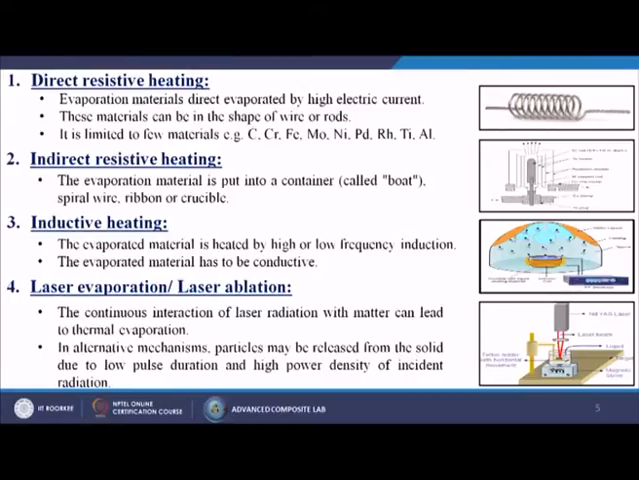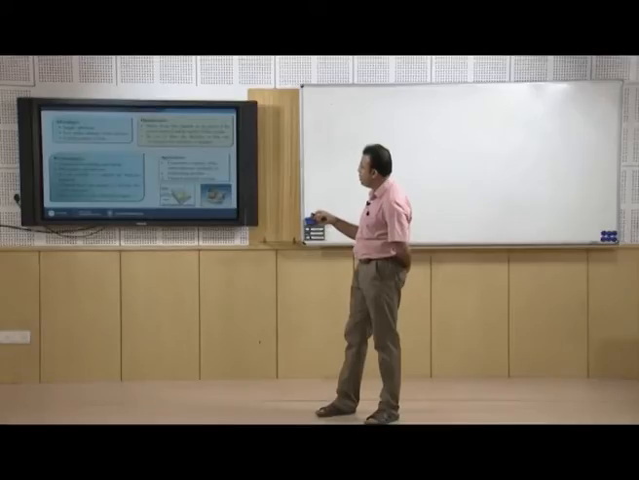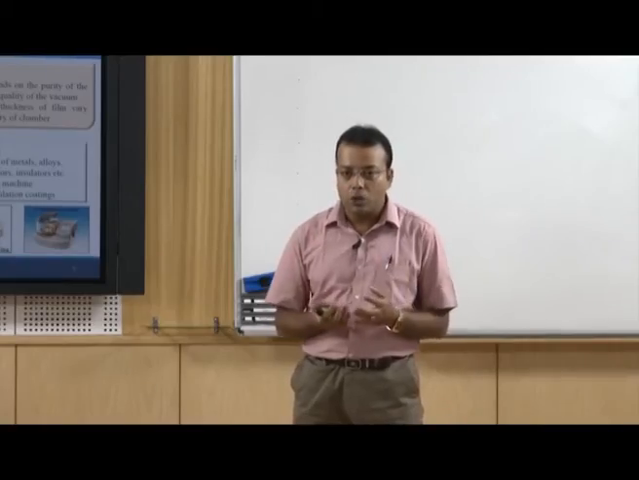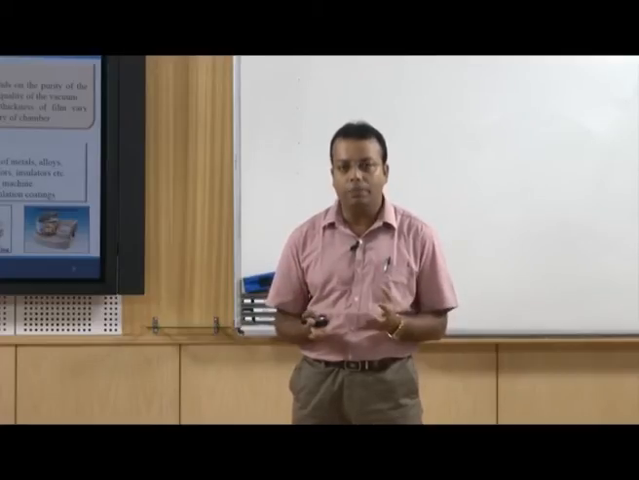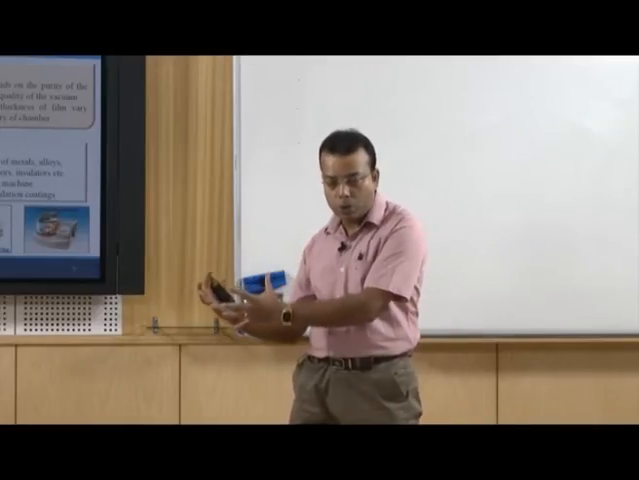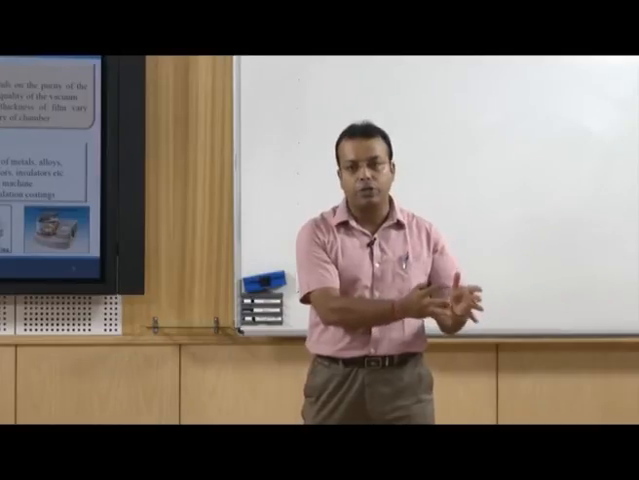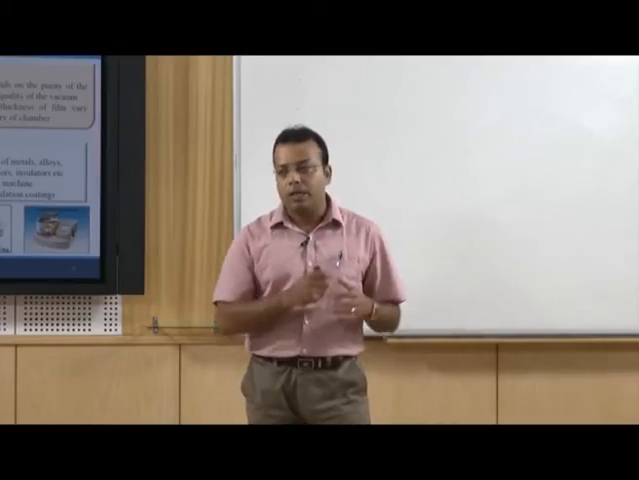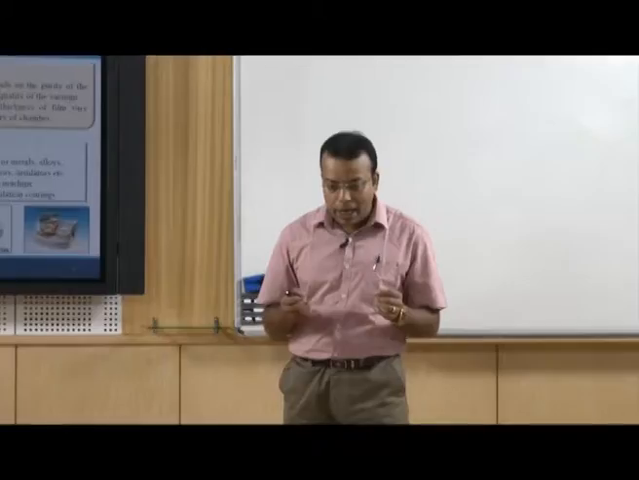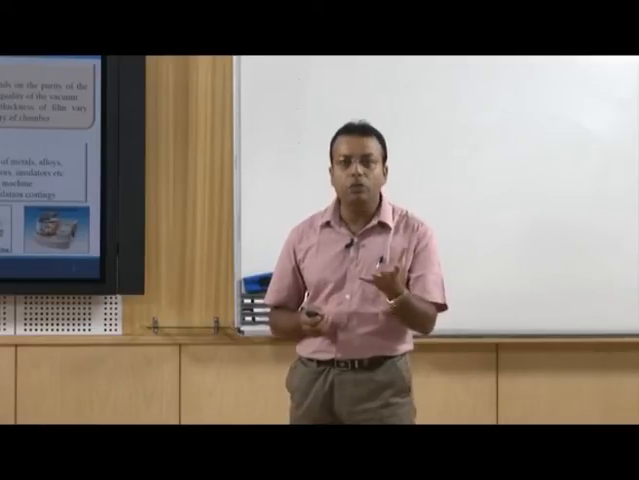So, what are the advantages? The first one is that it is a very simple and cheap method, with less surface damage to the substrate and excellent purity of the films, because there is a direct method and an indirect method. Anyhow, we are not going to harm our target materials. We give the energy to the source material, so that it comes into the vapor form and simply deposits onto your target or substrate material. Then there are certain disadvantages also: it is limited to low melting point metals, and there is poor density and adhesion, because we are giving a certain amount of heat to that particular material.